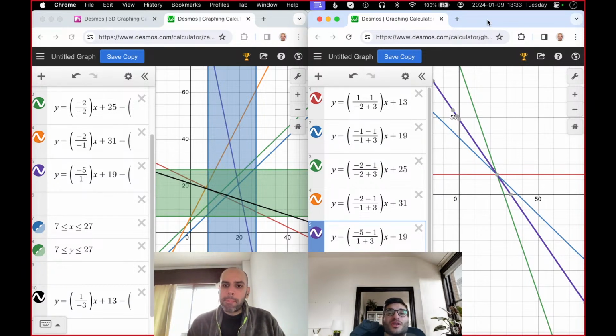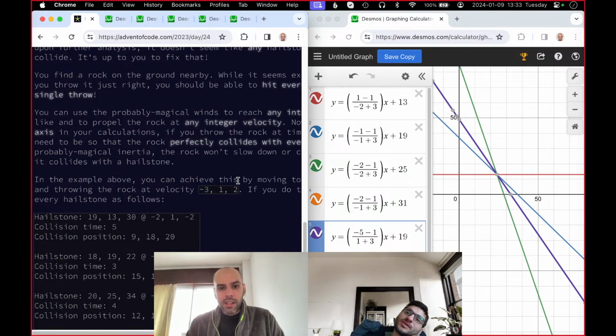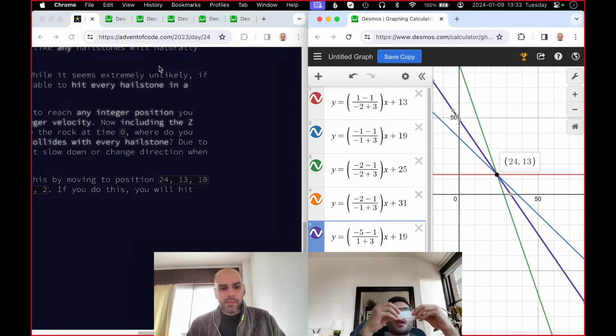That makes sense. And this is the initial position, not the point where they will hit it. Correct. It's just the initial position. Yeah. Okay. Yeah, this 24 and 13 here. Yeah. Thanks for explaining.